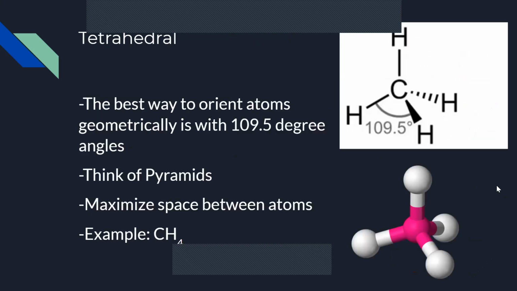So tetrahedral, the easiest way to get 4 atoms all the way apart would be in these 109.5 degree angles. So think about pyramids that you might come across in nature, the Great Pyramids of Giza, for example, right? That's an example of something you might see. So it's maximizing the space between the atoms like CH4 here.